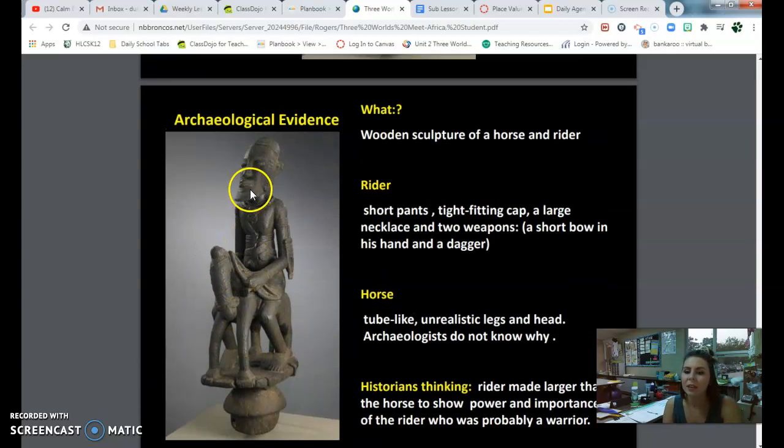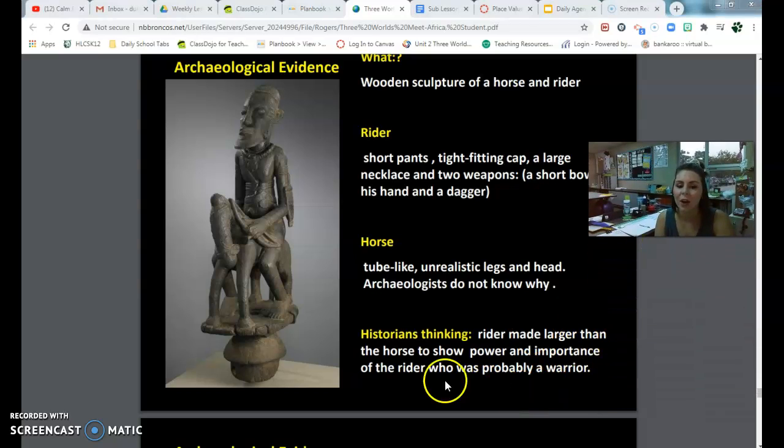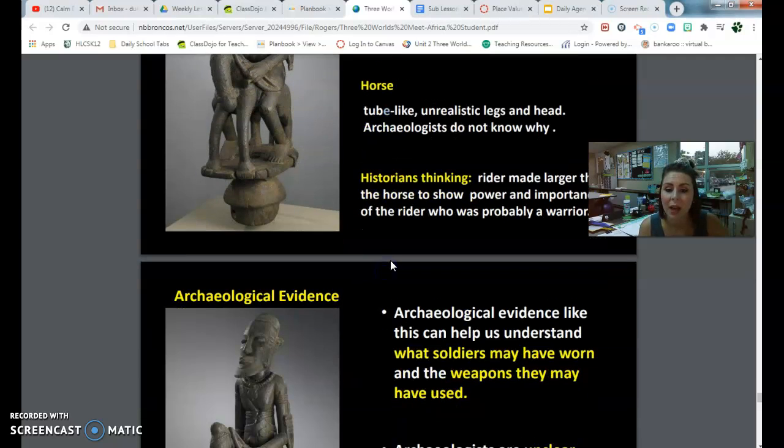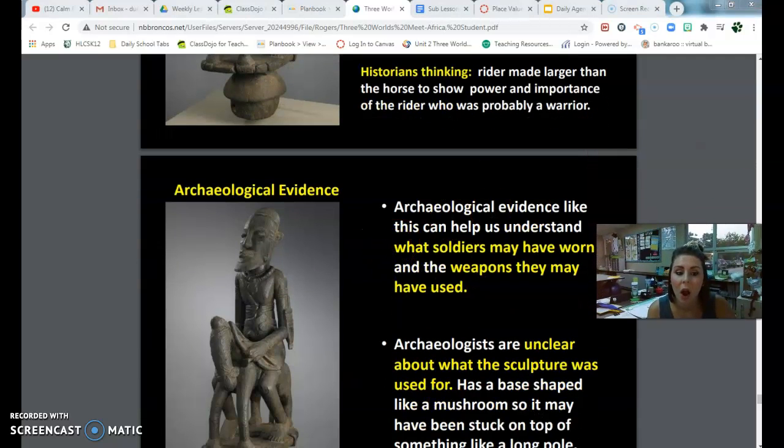By looking at this, historians are thinking that the rider was made larger to show the power and importance of the rider over the horse, and that's showing that the rider was probably a warrior. Scrolling down a little bit more here, archaeological evidence like this can help us understand that soldiers may have worn these types of outfits and these kinds of weapons when they went into battle.